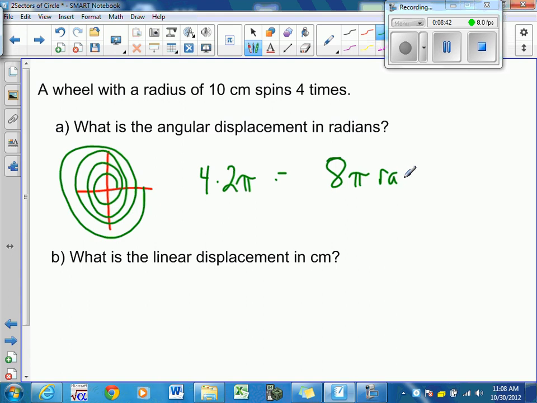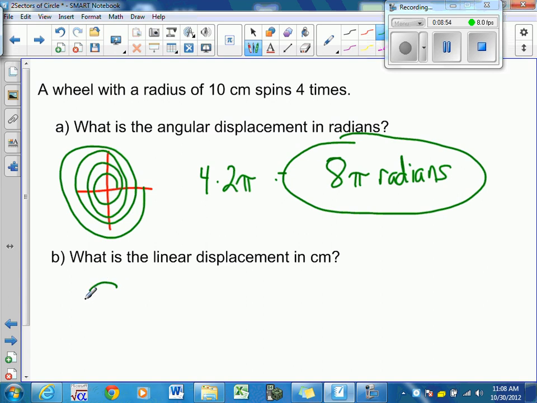Well, if we think of a wheel and it spins 4 times, there's 2 ways we can think about that. One, we can think of circumference, 2 pi r, which is 2 pi times 10. Well, that's 20 pi times my 4 revolutions, and I get 80 pi.